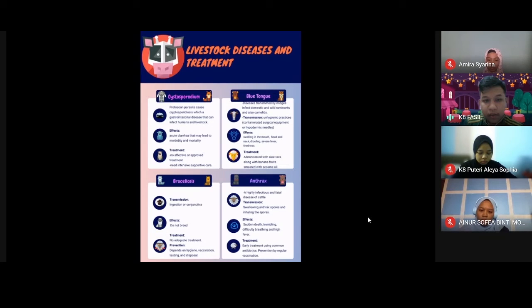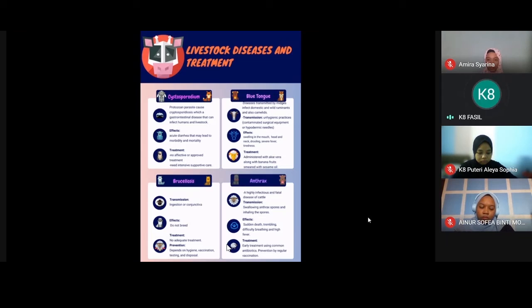And the treatment is that there is no adequate treatment, and the prevention is based on hygiene, vaccination, testing, and disposal. Good management practice is essential, and separate quarters should be provided for kidding. Immunization can be done with attenuated as well as killed vaccines.